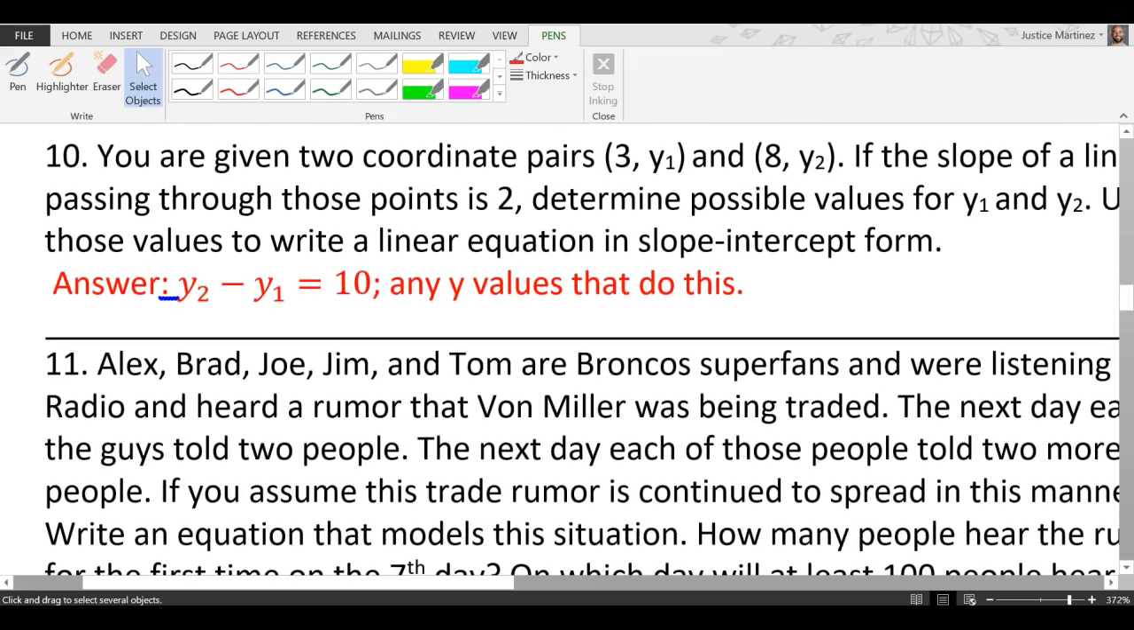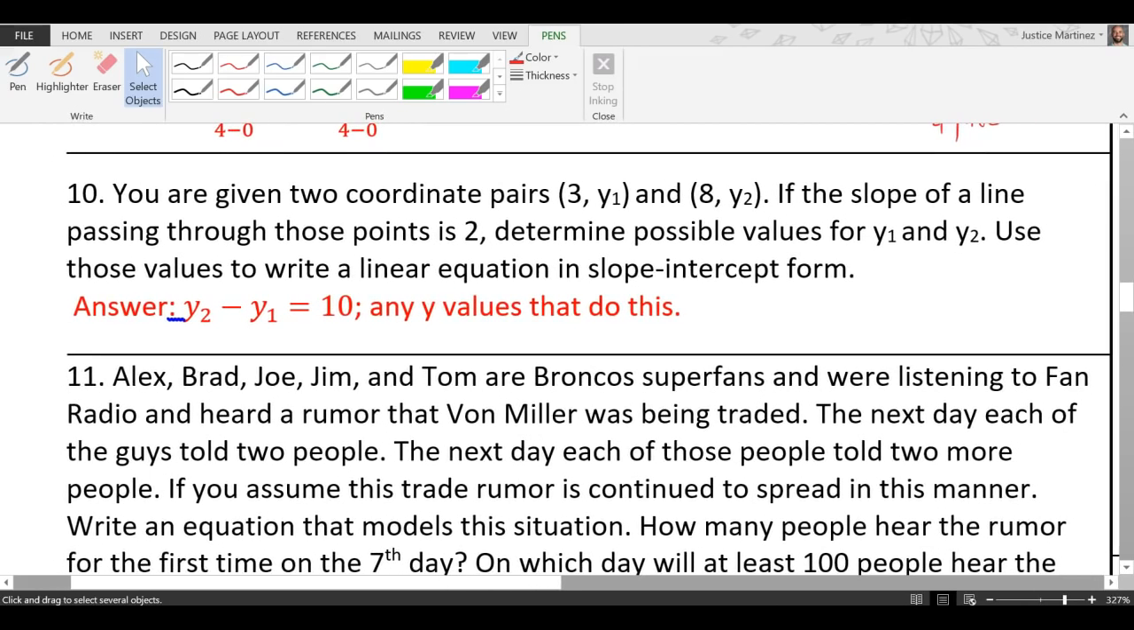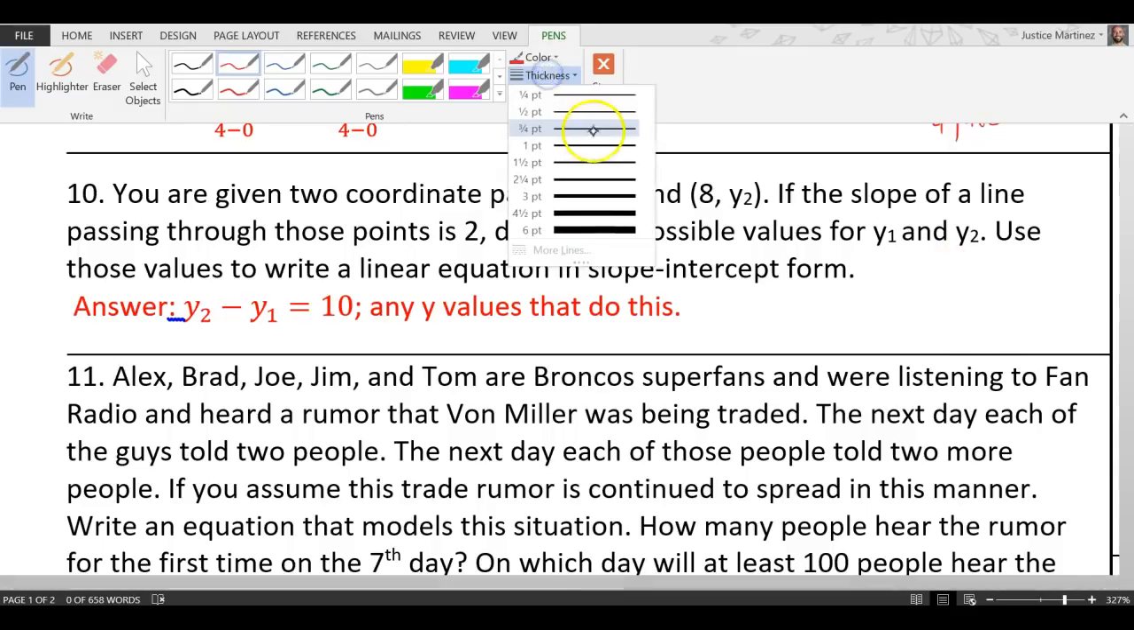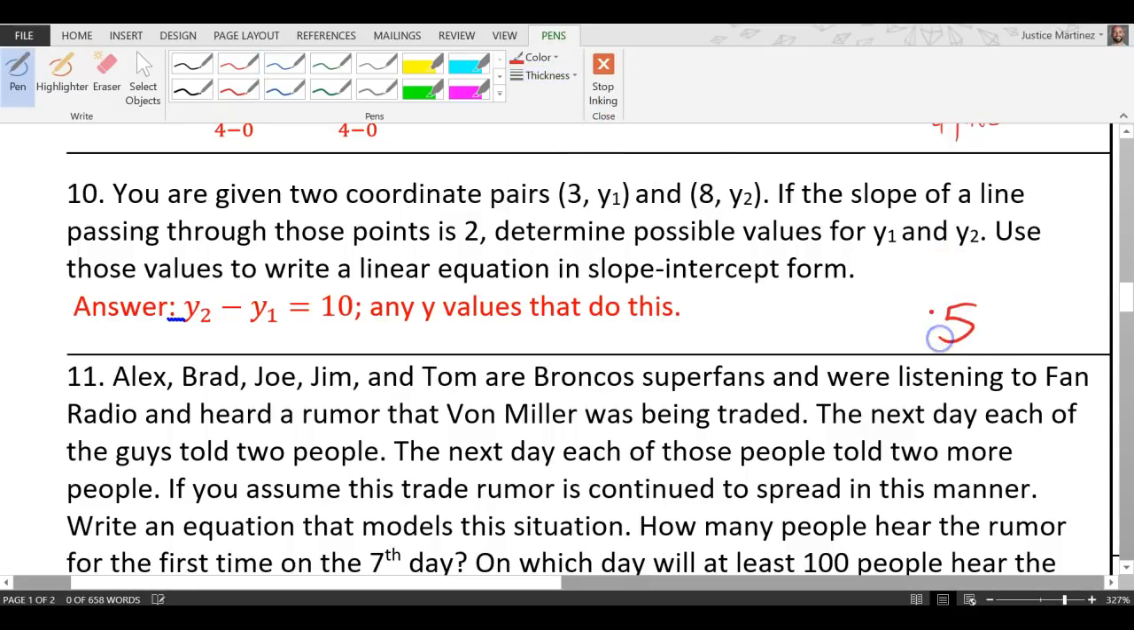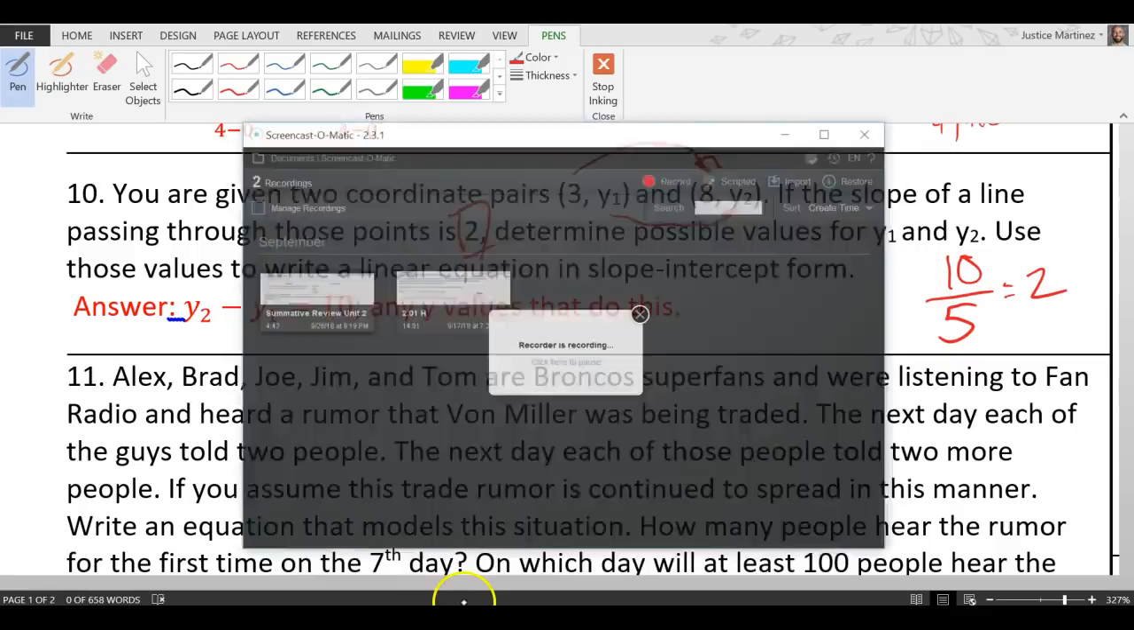Now, we're given 2 coordinates. If the slope of the line passing through these 2 points is 2, determine the possible answers for y1 and y2. The idea here is this. We know what the denominator of our slope is. It is 5, because 3 to 8 is 5. Meaning, the numerator, y sub 1 to y sub 2, needs to be a difference of 10, because 10 divided by 5 is going to yield 2, which is what it says right here.